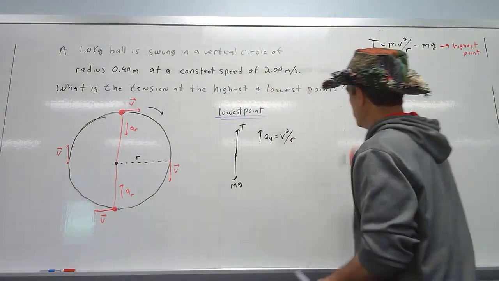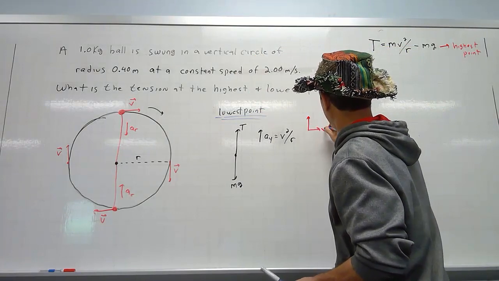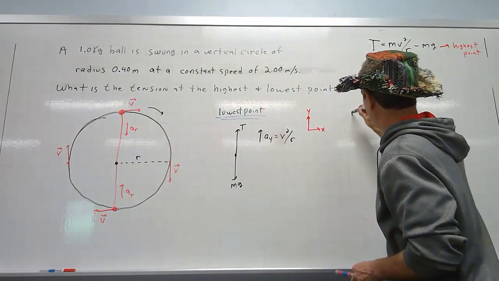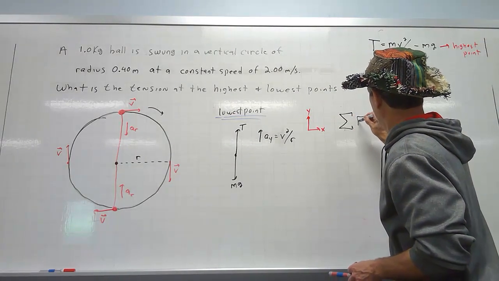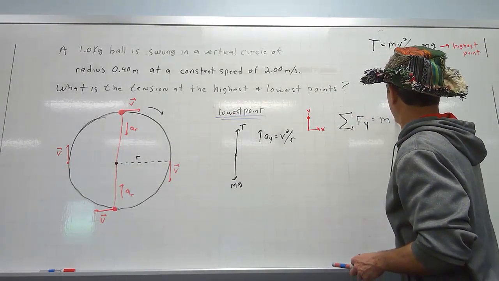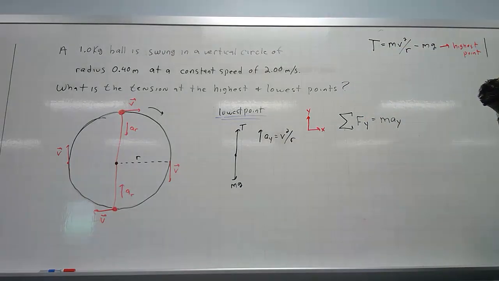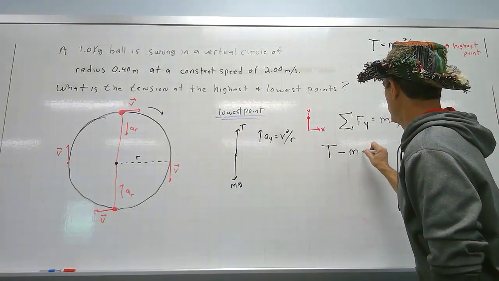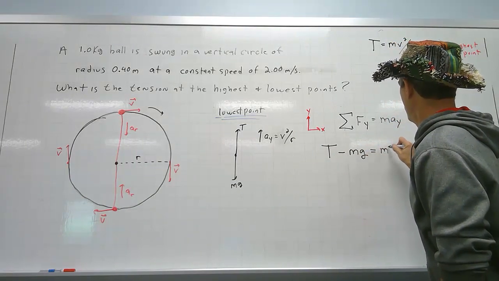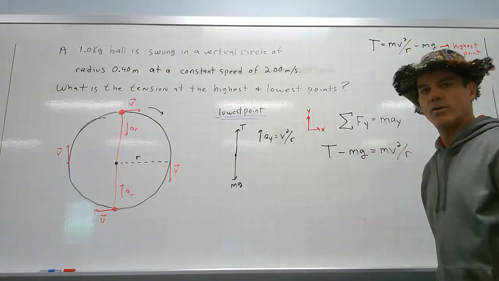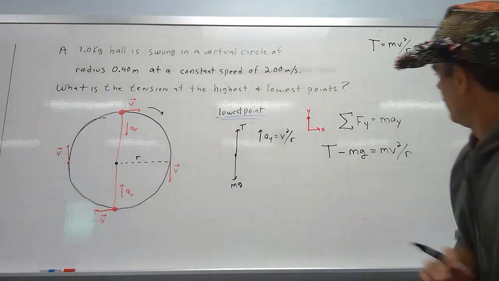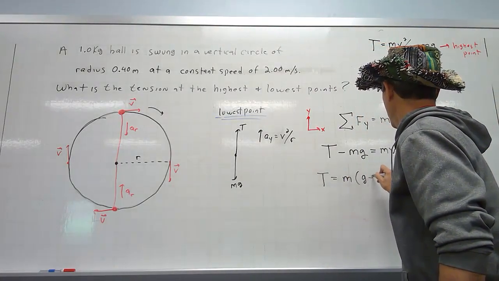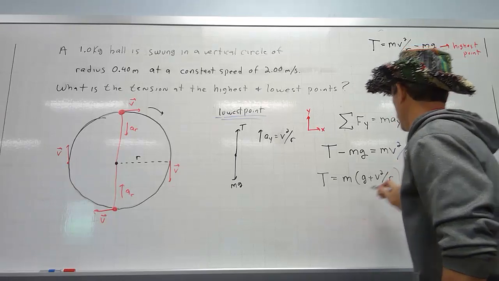So to be clear, I'm going to define up as positive in the y direction. Now when I do the sum of the forces in the y direction equals may, what I get is tension minus mg equals mv squared over r. So tension equals m times g plus v squared over r.